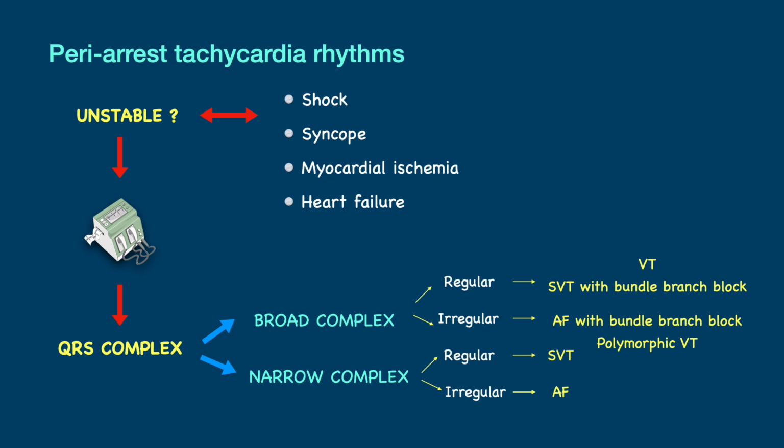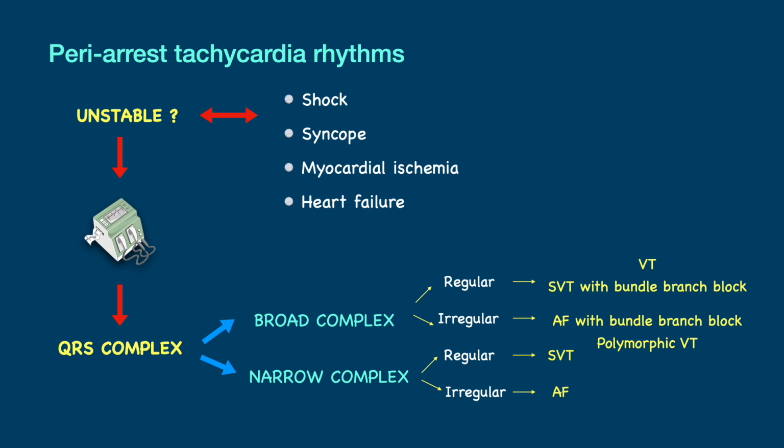Last but not least, we will take a look at the peri-arrest tachycardic rhythms and how to manage them. So let's begin by first identifying if the patient is unstable, and the signs of instability here are characterized by the presence of shock, syncope, myocardial ischemia, and heart failure. Next is to look at any adverse signs that are present and then to decide if the patient requires synchronized direct current shocks, which should be given.